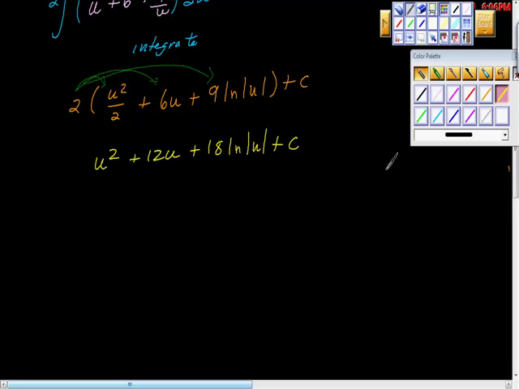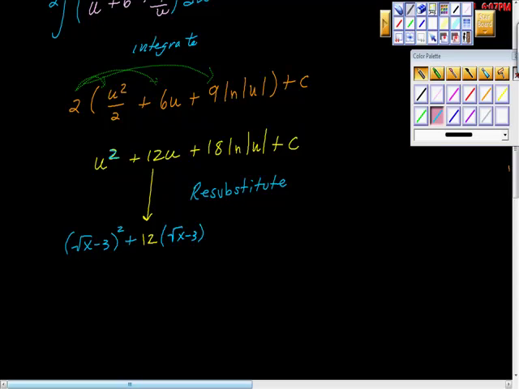Then we just have to resubstitute, and this is the part that's actually really cumbersome. That is, we substituted something in for u, we have to put that back in there. So we have this squared right here, and u is square root of x minus 3, so squared, plus, it says here 12, right, this 12 is this one, times u, but we remember that u is square root of x minus 3, plus 18 ln, that's all up there, right.